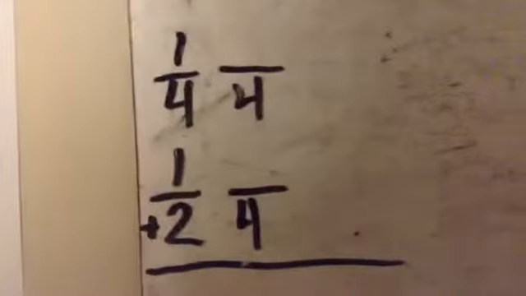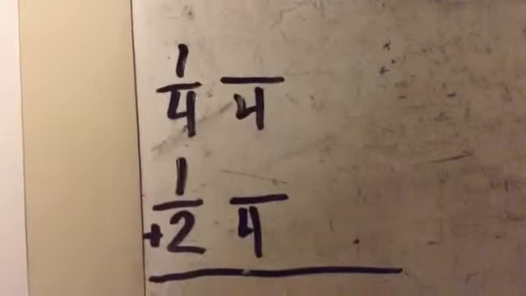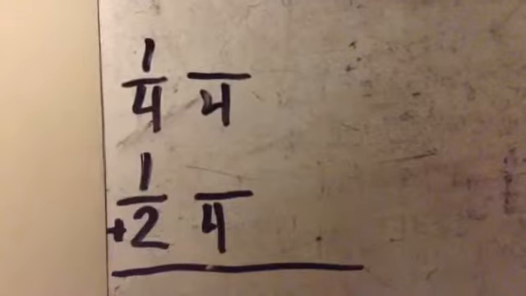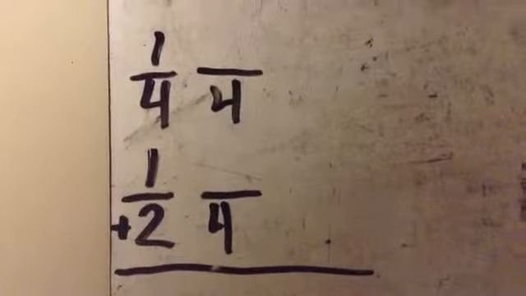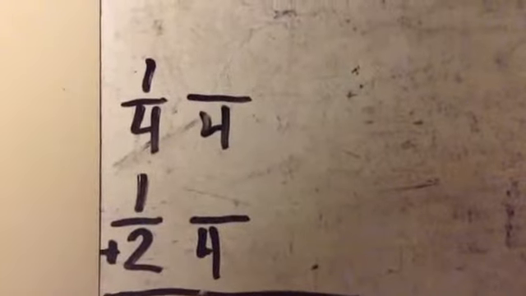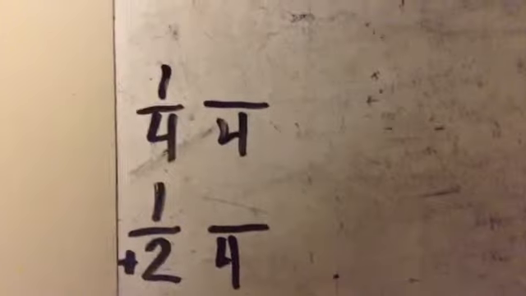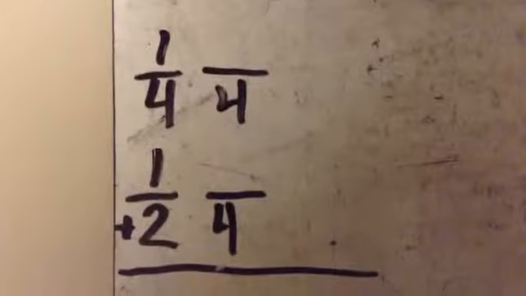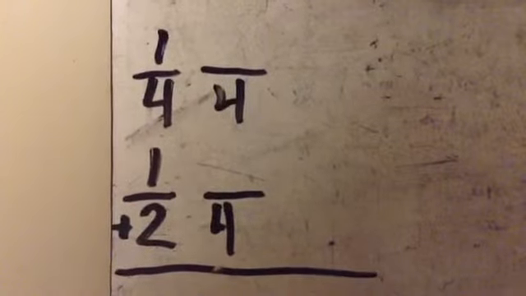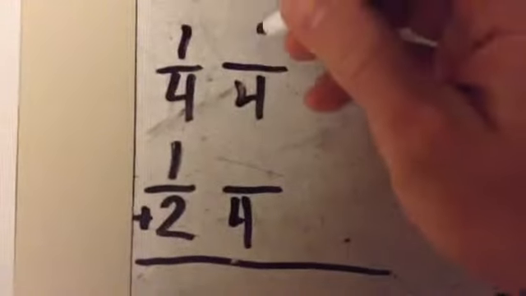Alright, I'm looking for a number that both 4 and 2 can go into evenly. 4 would be the smallest. A lot of students like to use the easiest common denominator, which you get just by multiplying 2 and 4 together, and that would give them 8. 8 would work out fine because you're still going to get the same answer regardless of which common denominator you use. So 1/4 isn't going to change.